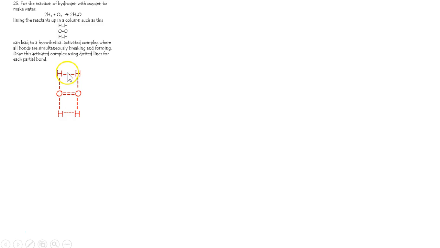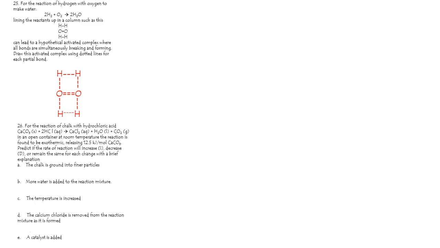So just change all your reacting molecules, that's the bonds that are breaking, as dots down the middle, and those four bonds that are forming, which are all hydrogen to oxygen, vertically there, and that could be an activated complex right there. For the reaction of chalk with hydrochloric acid, the reaction is found to be exothermic. Predict if the rate of reaction will increase, decrease, or remain the same when you make the following changes.